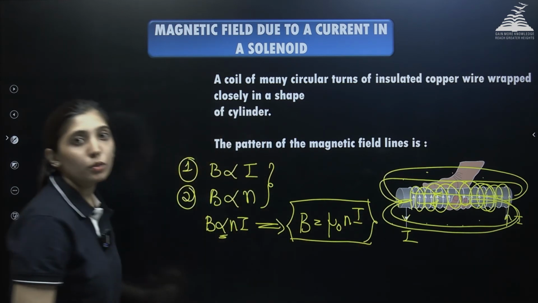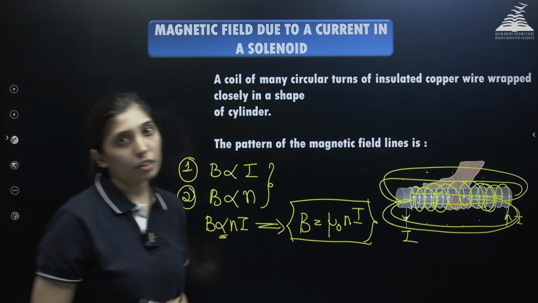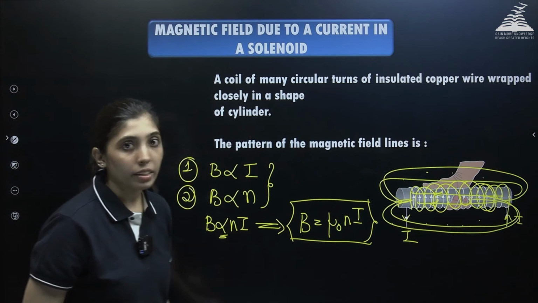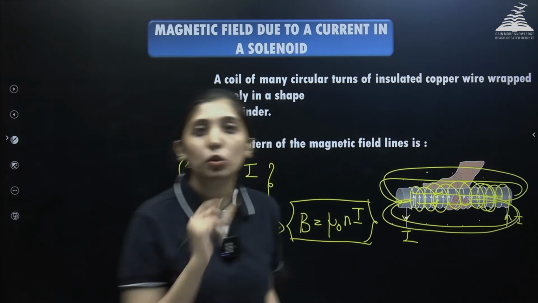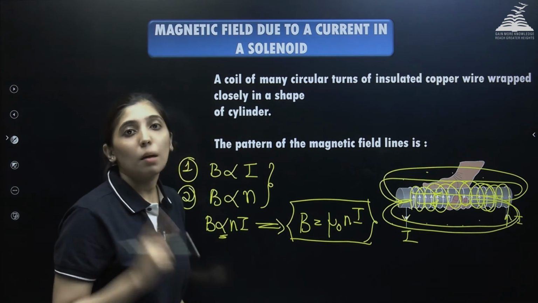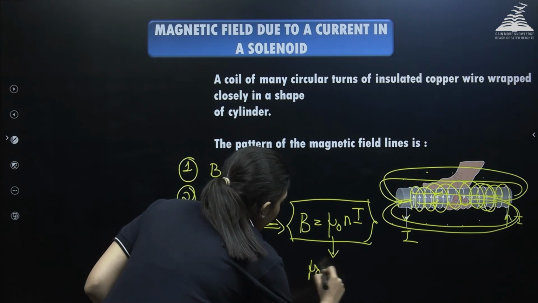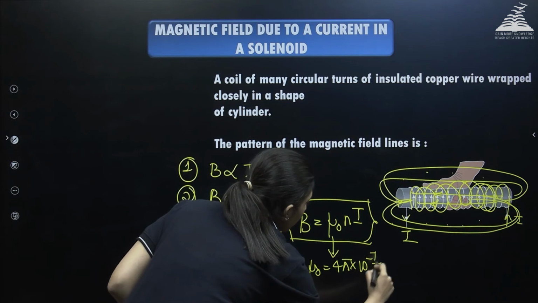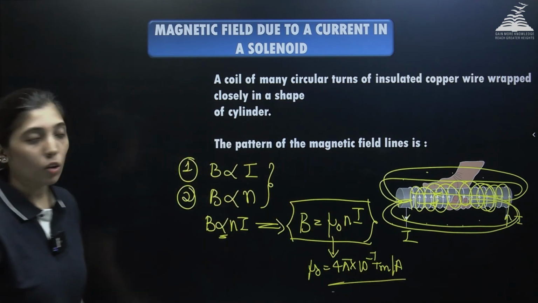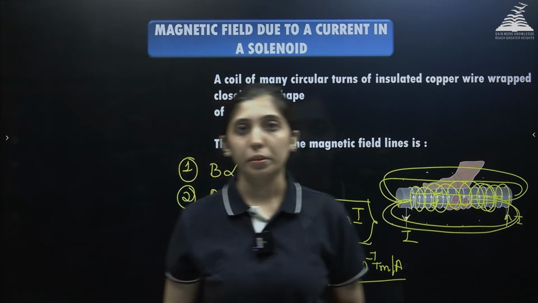And this is the magnitude of the magnetic field produced due to the current flowing in a solenoid. We all know that B is the magnetic field. Mu naught is the permeability, which is given by 4 pi into 10 to the power minus 7 Tesla meter per ampere. And N is the number of turns on the cylindrical coil, and I is the current flowing through the solenoid.